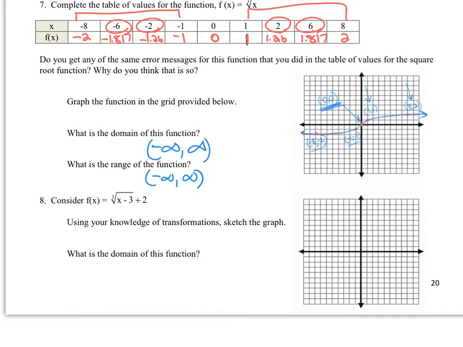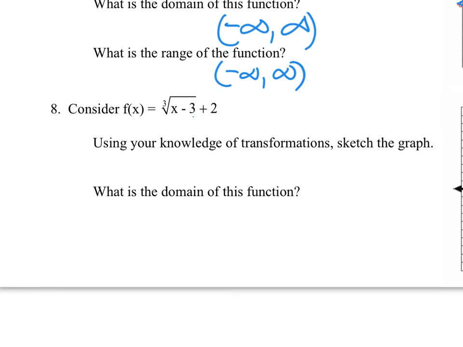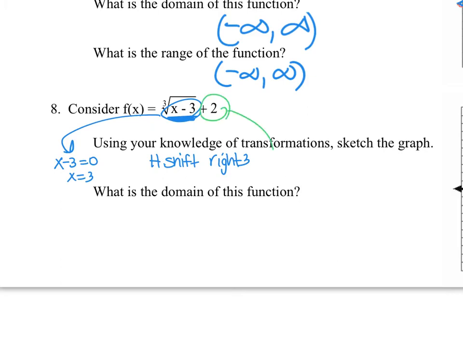So when it says use your knowledge of transformations, again, anything inside affects the x. So if you set that x minus 3 equal to 0 and solve, you're going to have a horizontal shift of right 3. Okay, so remember you can do that 2 ways. Since the coefficient in front of x is 1, you can just do the opposite of 3 and say right 3. But the other thing you can do is always set it equal to 0 and you get x equals 3. And then remember, anything outside is vertical. So this is a vertical shift of up 2.